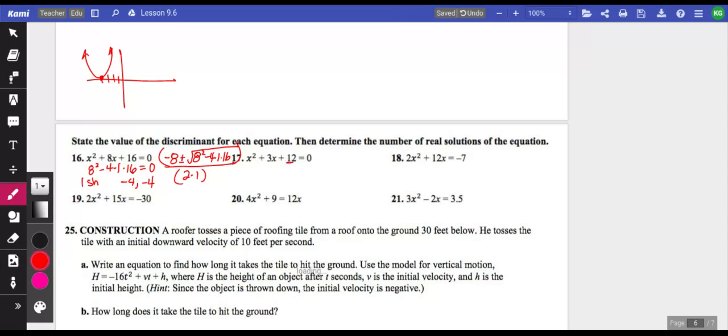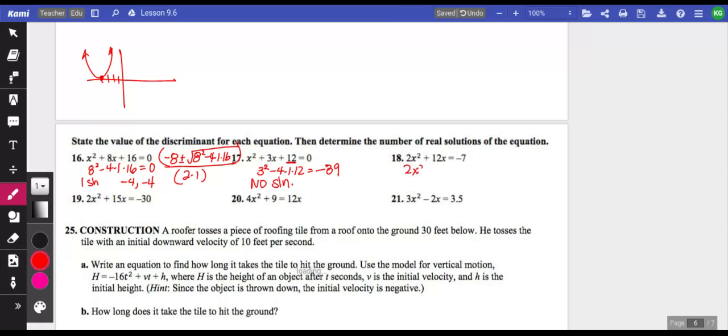This one, just a quick check. There's no factors of 12 that add up to 3. So I think this one is already going to be a no solution. But I'm going to check opposite of b. We just need b squared minus 4 times 1 times 12, which gives me -39. And so I know this one is going to be an error or a no solution.